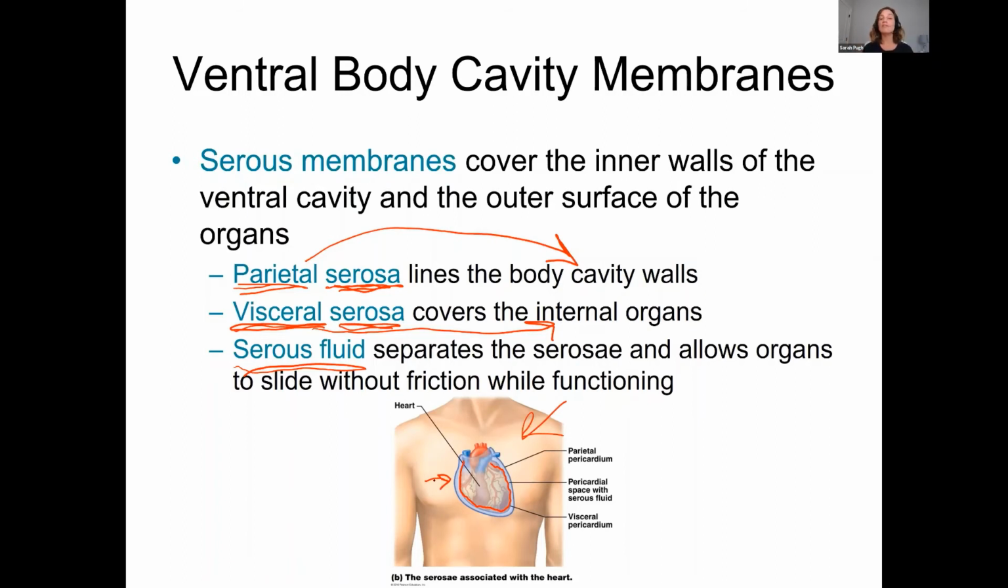Okay, and that is what is really helping to reduce the friction. So as your heart contracts and as it beats, it's not generating a ton of heat. It's not generating a ton of friction because it's found in these serous membranes.